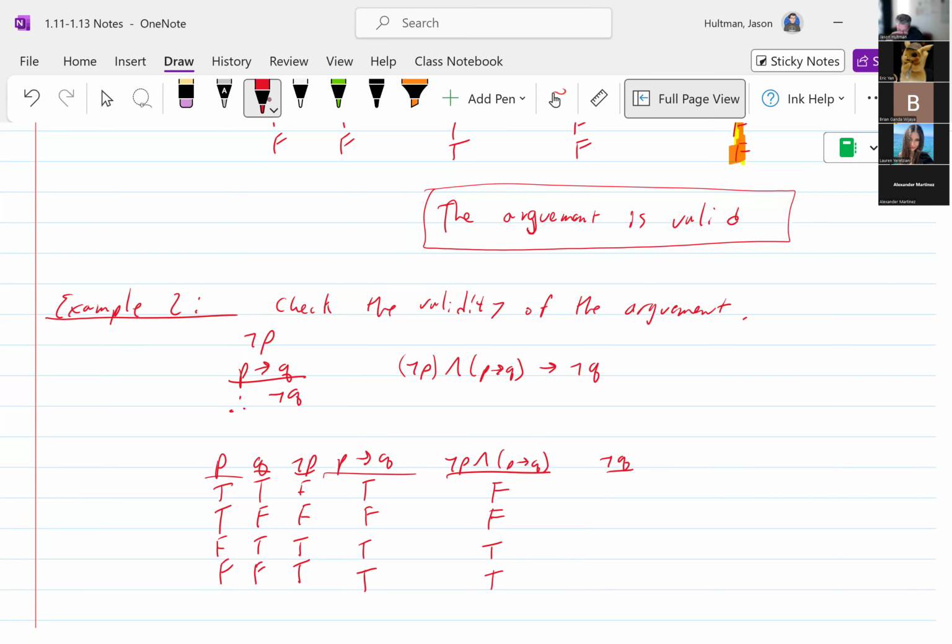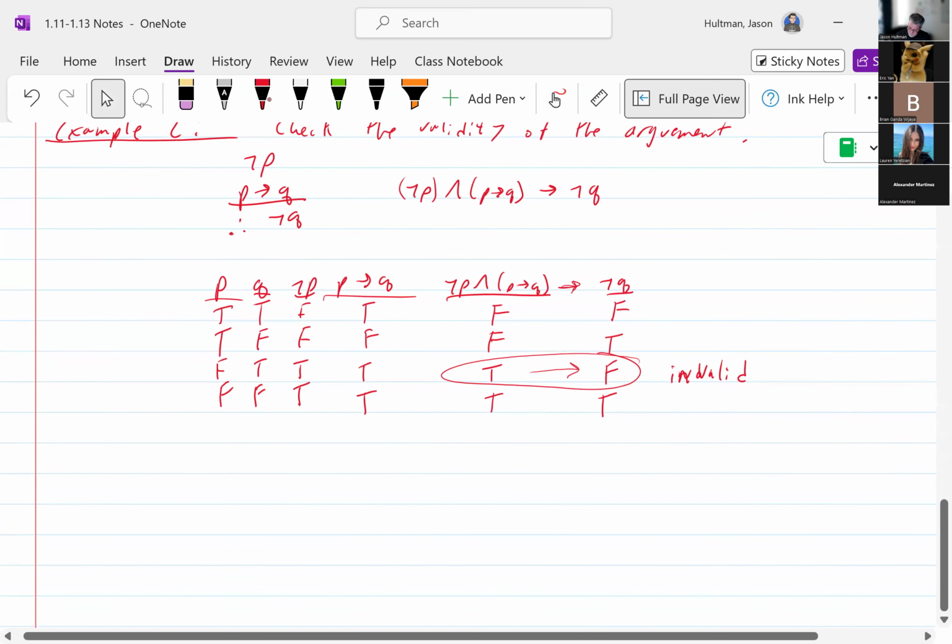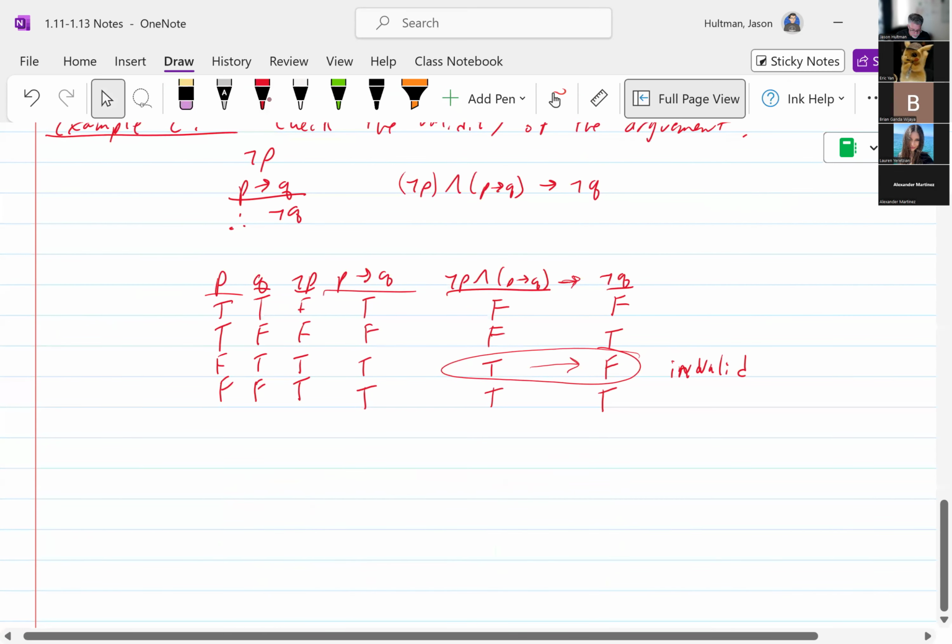Okay, so does that imply not Q? Well, what's not Q? Not Q is false, true, false, true. Okay, now I have a bad one. This is invalid. It's invalid because we say, oh, well, does true imply false? No, it's invalid. Okay, that's the bad one. So the statement is invalid.